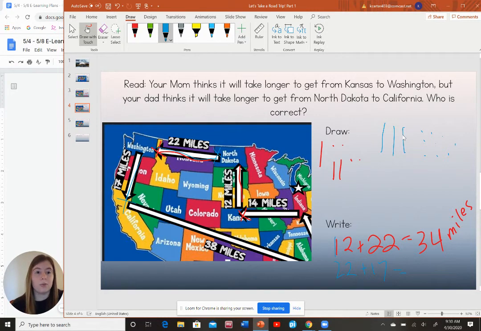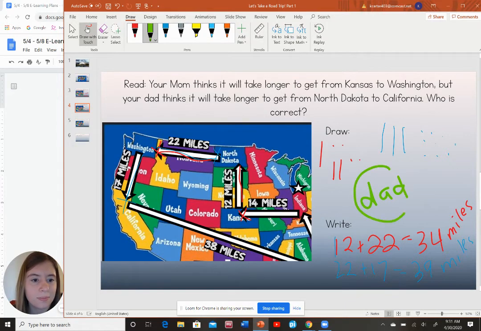We have 1, 2, 3 10s. So that's 30. Then we have 31, 32, 33, 34, 35, 36, 37, 38, 39 miles. So those are the lengths of the two distances that they guessed. Now, when it says who is correct, who had the longer journey? 34 or 39. 39 is bigger than 34, and so the dad had the correct guess. So we'll go ahead and write our answer is dad.